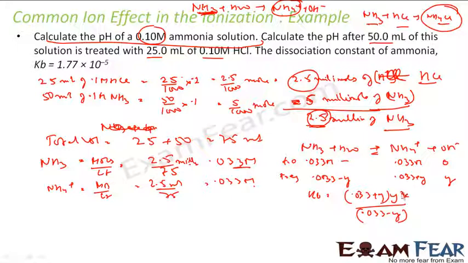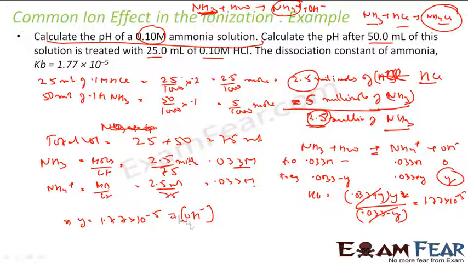Right? So let's assume these are almost the same. 0.033 plus y and minus y are almost the same. The y value will be very small actually. And this Kb is given as 1.77 into 10 to the power minus 5. So with this, I got y as 1.77 into 10 to the power minus 5. Very small value. Correct. So I got the value of y, and y is what? My OH minus concentration.